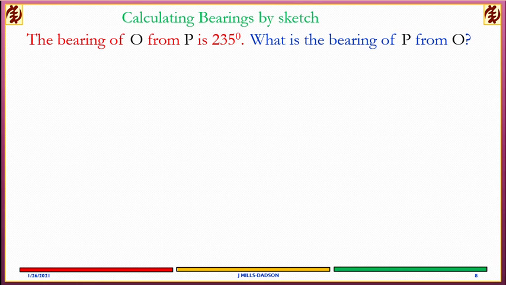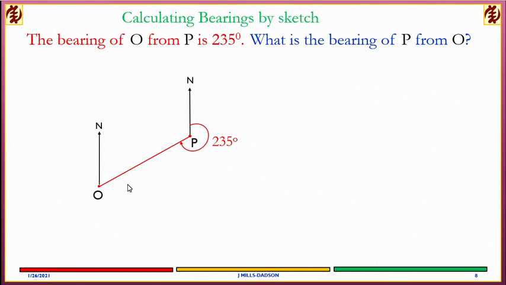Bearing of O from P is 235. What is the bearing of P from O? Okay, let's sketch it first. We start with letter P and create a reflex angle of 235. So that is a reflex angle. So that shows where O is. Now we're looking for this angle.